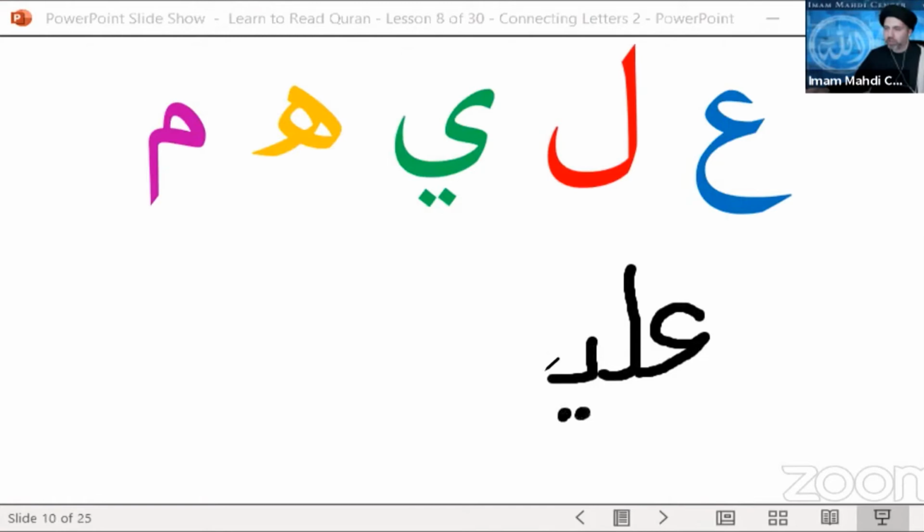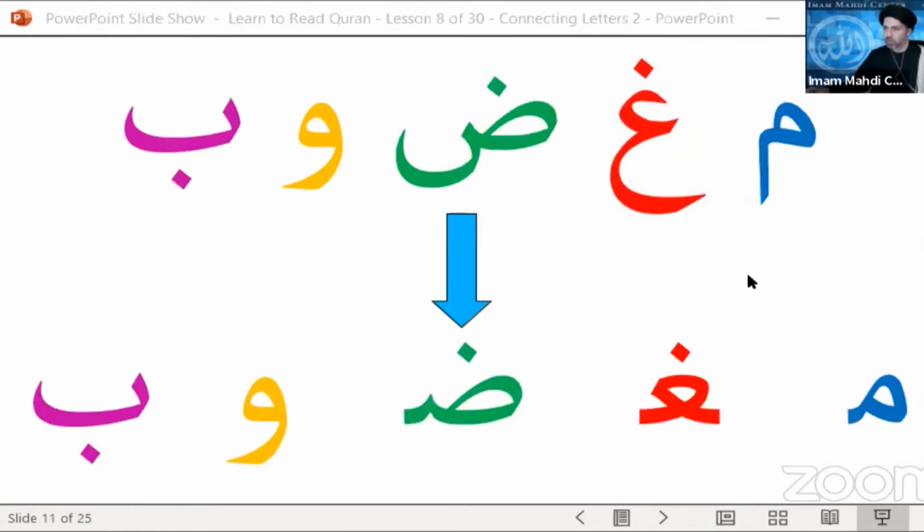Next, we have the ha, and we have to write the middle form. So we come down, come up, loop, and then give it a little extension. And then we write the full form of the meme. And there's our completed word. No problem at all. Let's go to our next one.